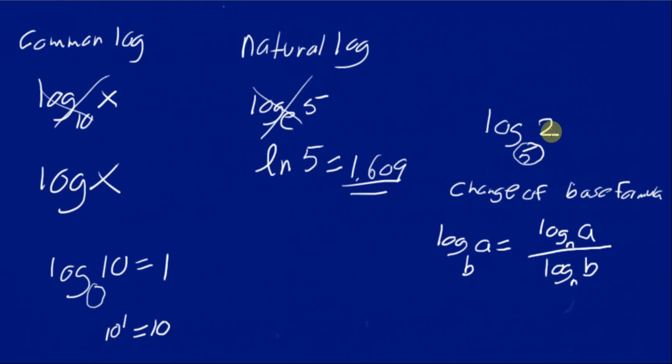So if I want to evaluate the log base 5 of 2 in my calculator, what I'm going to evaluate is log base 10, or the common log of 2, and I'm going to divide that by the common log of 5. And when I do that in my calculator, and you should be able to do that in your calculator too, I'm going to get 0.43067, but make sure you get the same exact number.